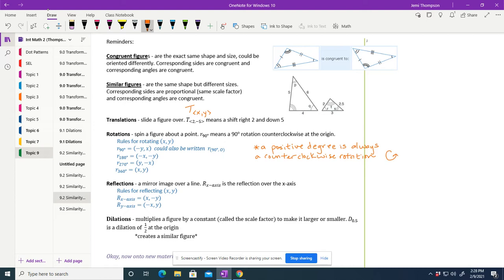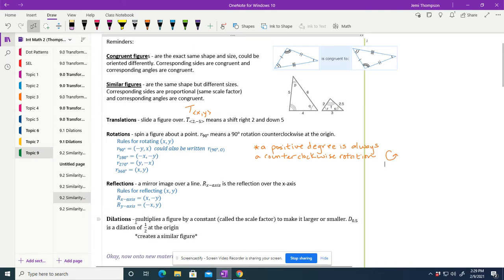A reflection is a mirror image or a flip over some line. The two lines that we'll be using in this class are the x-axis and the y-axis, but it could be any line. Now I've got the rules here written in blue for how the coordinates change for rotations and reflections, and you can use those as tools going through this section. Not necessarily something you need to memorize, but something you need to know how to use.